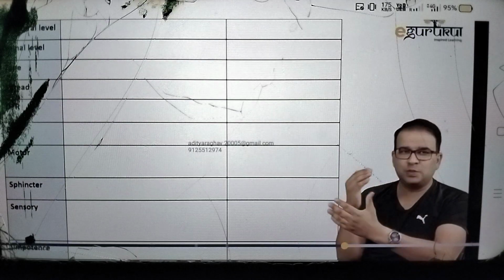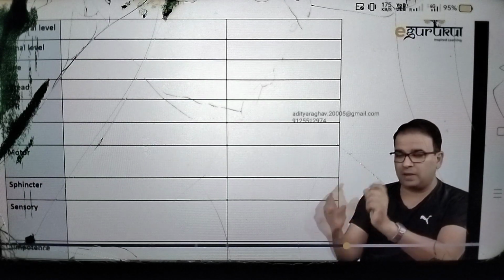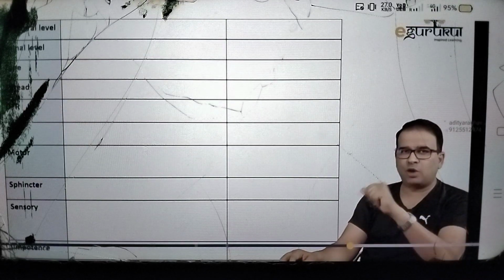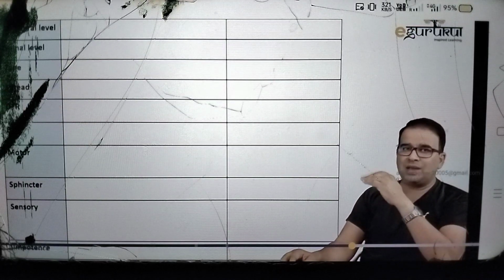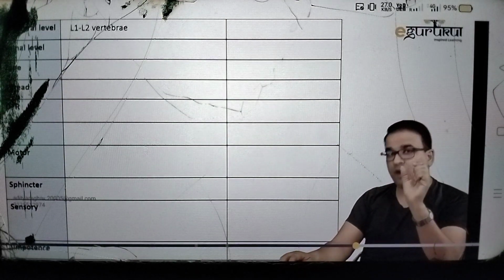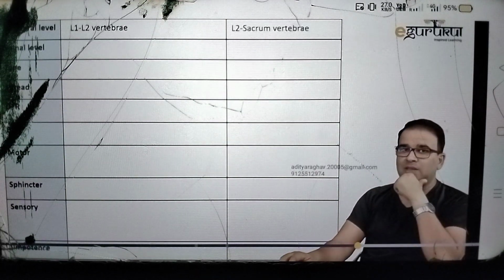Let's start first with the vertebral level. If you remember, not the spinal, it's the vertebral level. At what vertebral level did we see the conus medullaris? That was L1 and L2. The spinal cord was ending at the lower border of L1, or let's say till the L2 level. And the cauda equina extends all the way from L2 to the coccygeal or sacral region. So L1 to L2 vertebrae is the vertebral extent of the conus medullaris, and for the cauda equina, that is from L2 to the sacral vertebrae.